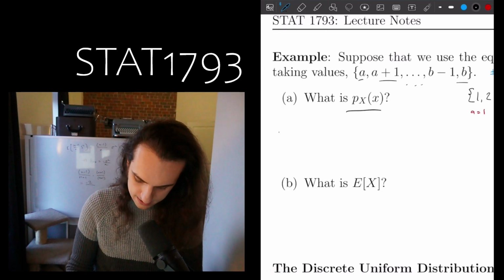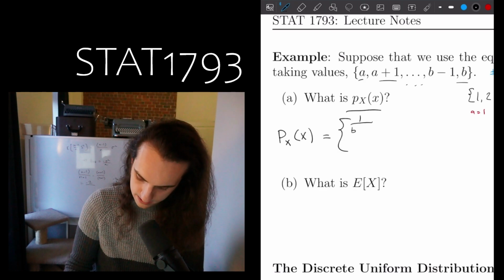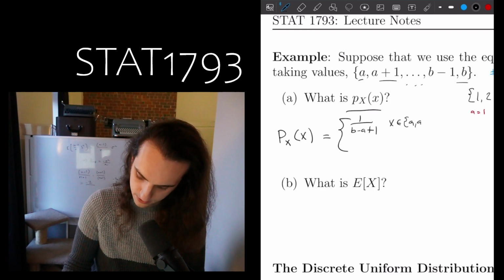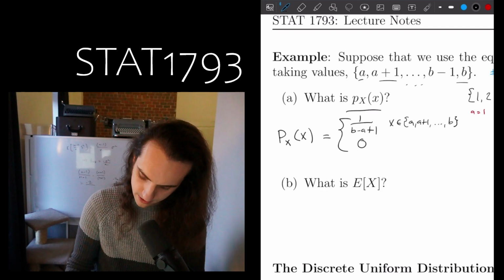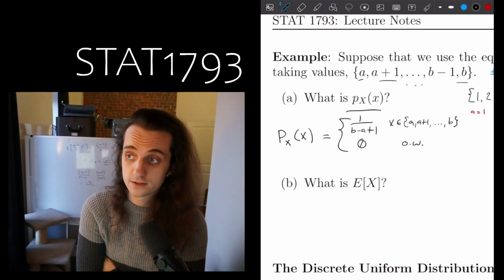And so what we can say is that the probability mass function of this random variable is going to be 1 over b minus a plus 1 for x in the set a plus 1 up to b, and it's going to be 0 otherwise. Right? And we've seen this before several times throughout.